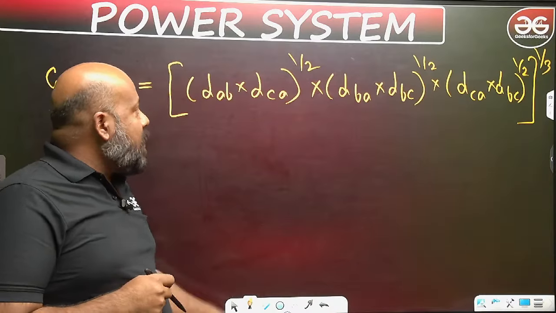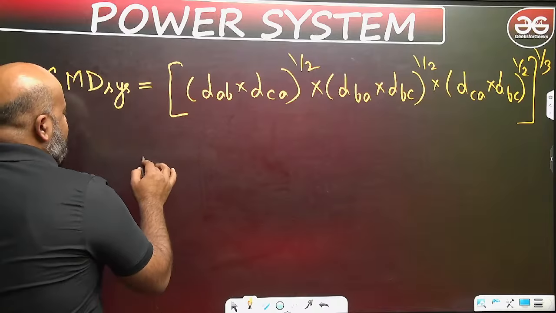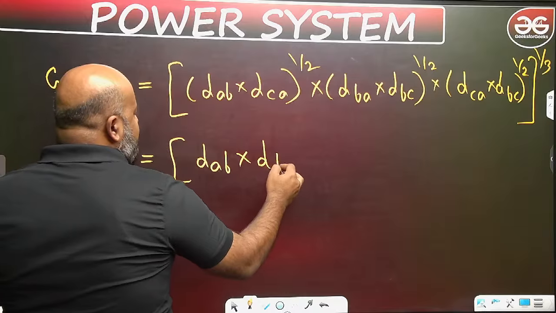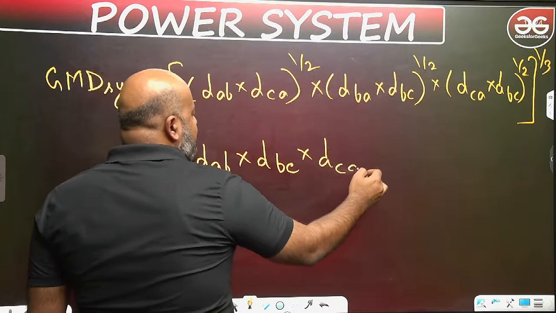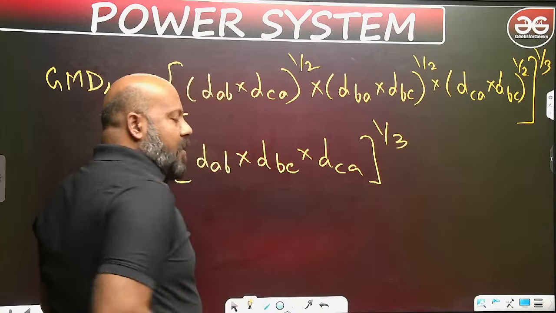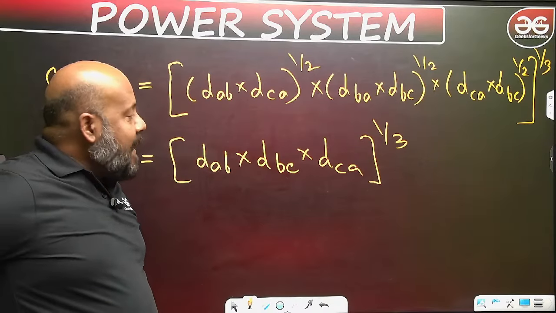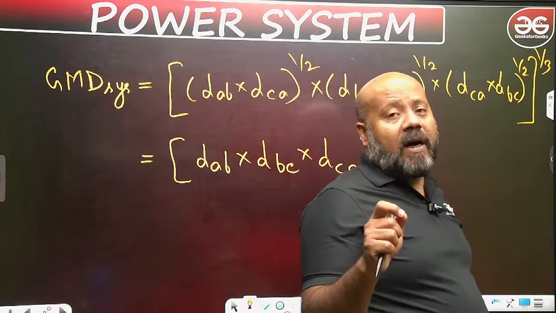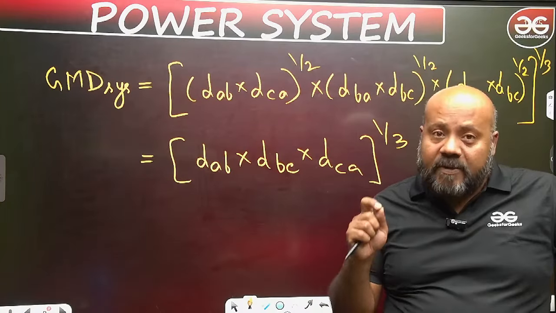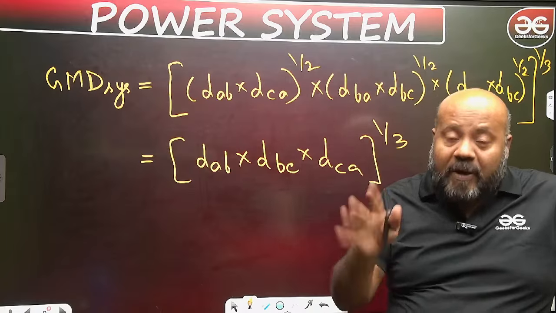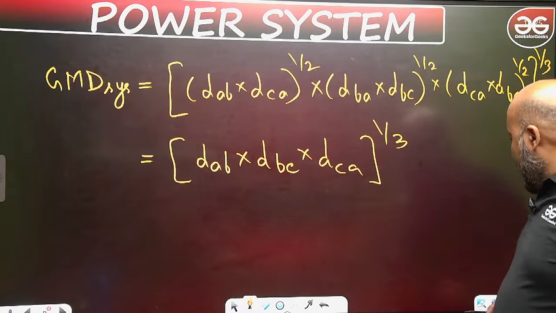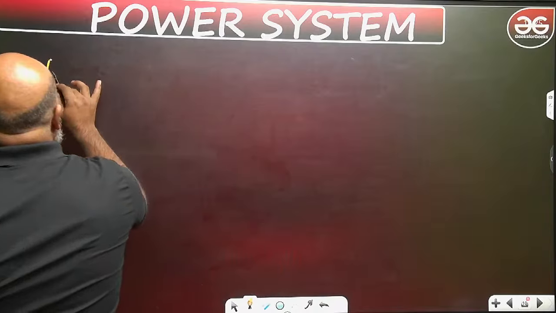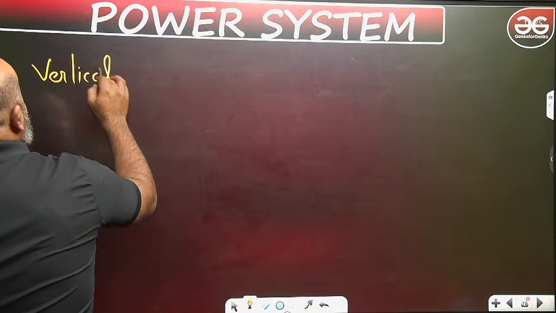Yes or no? Now if you simplify this, what you are getting as GMD system is nothing but the distance between A and B, the distance between B and C, and the distance between C and A, and take 1 by 3 or cube root. This is the shortcut for writing the GMD system for a three-phase system. If you know the distance between A and B phase, B and C phase, and C and A phase, irrespective of their spacing. Even if it is, suppose, vertical spacing. Vertical spacing is going to be something like this.